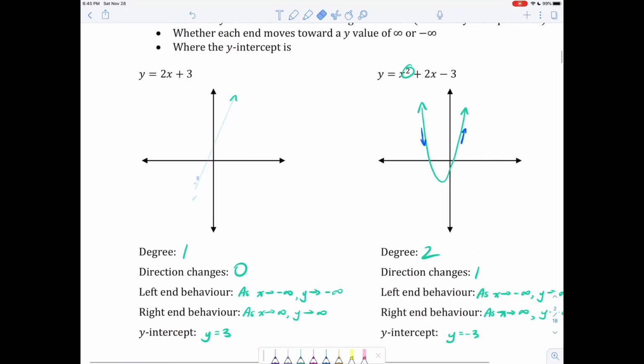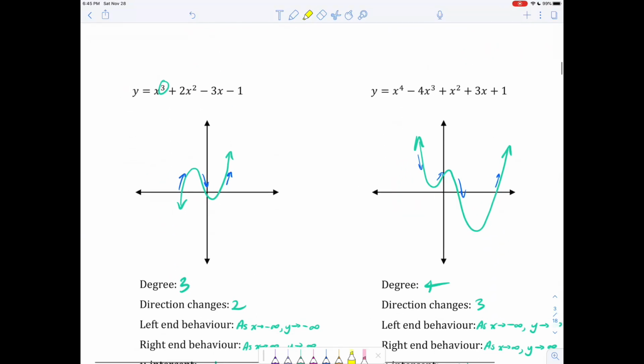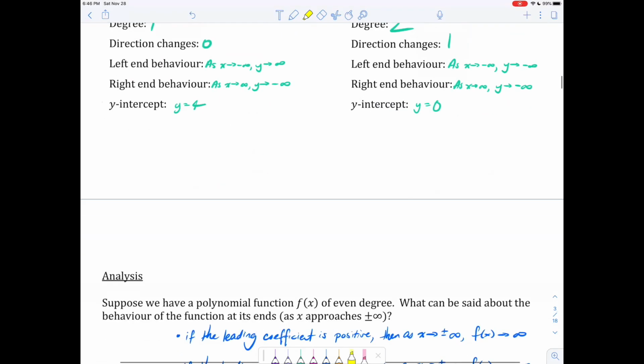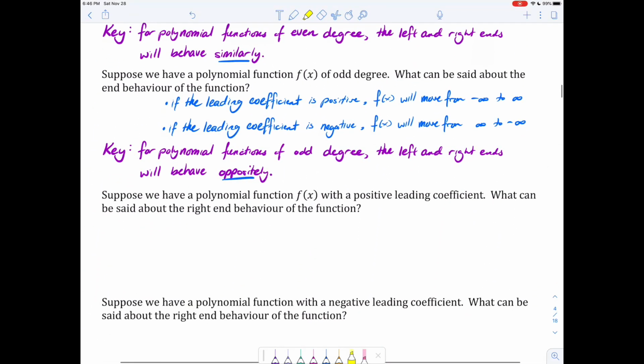So like this one goes from, oh, that's my eraser, undo, help me. We go from negative land up here to positive land. Same here happens. We go from negative land to positive land. And that's because in those cases we had a positive leading coefficient. In this other one, we go from positive land down to negative land. So sad. And that's because we have this negative leading coefficient. The key, though, in this case, is that if we have a polynomial function of odd degree, the left and right ends will behave oppositely. So if one end is going up, the other end is going down.